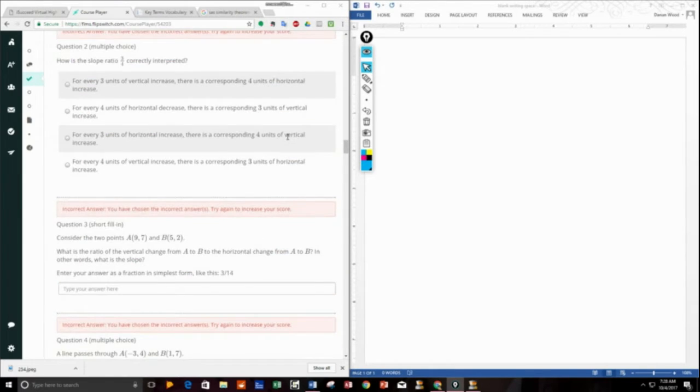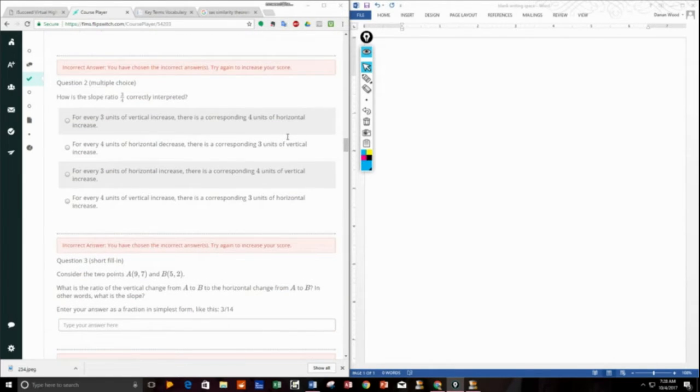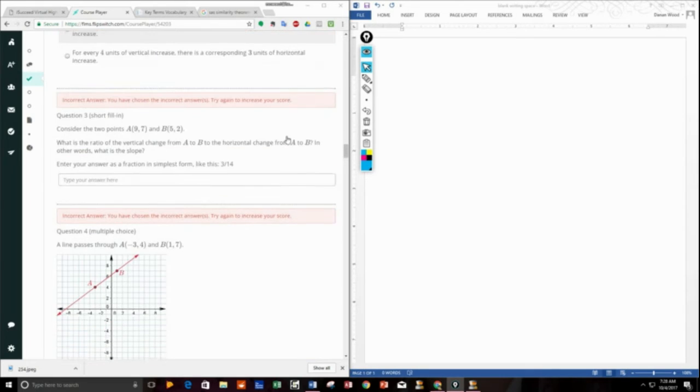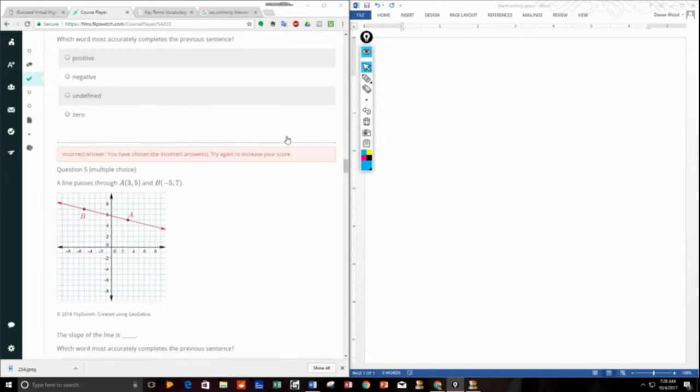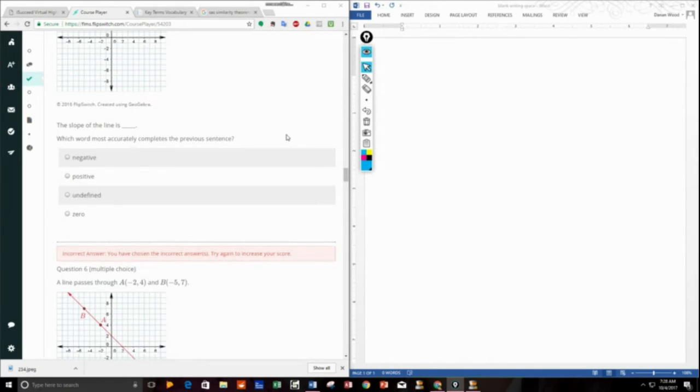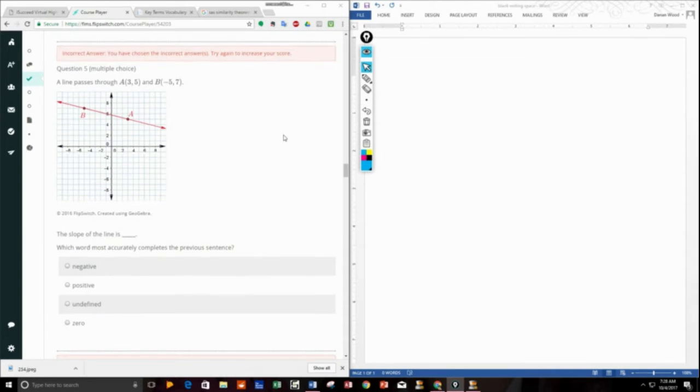And then we're going to go, I'll jump to question 5 really fast and we'll go from there. So question 5, a line passes through A(3, 5) and B(-5, 7). The slope of the line is blank. Which word most accurately completes the previous sentence? Okay, well, I'm going to do this by observation.